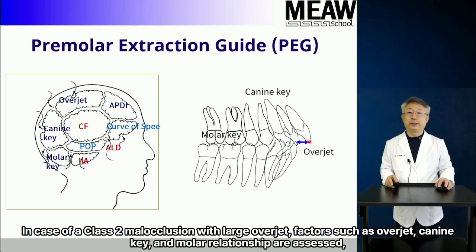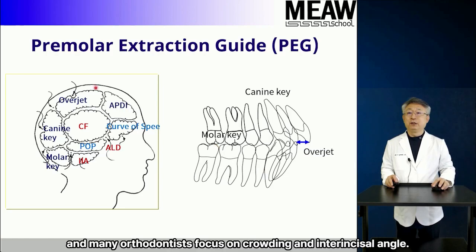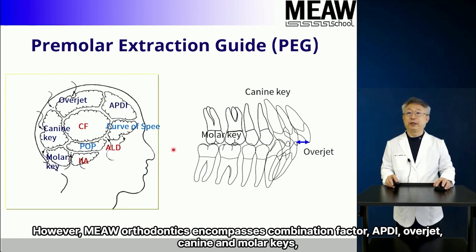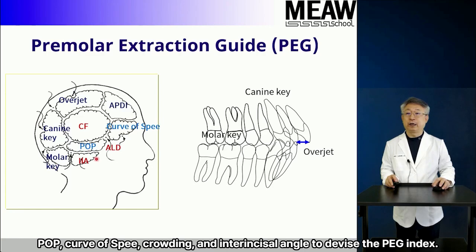In case of a class 2 molar occlusion with large overjet, factors such as overjet, canine cavity and molar relationship are assessed. And many orthodontists focus on crowding and interincisal angle. However, MEAW orthodontics encompasses combination factor, APDI, overjet, canine and molar keys, POP, curve of Spee, crowding, and interincisal angle to devise the PEG index.